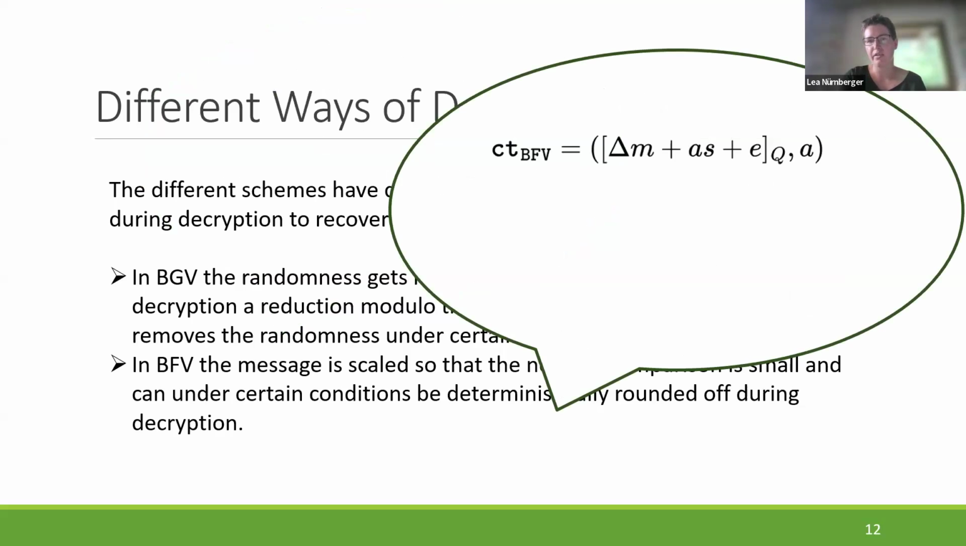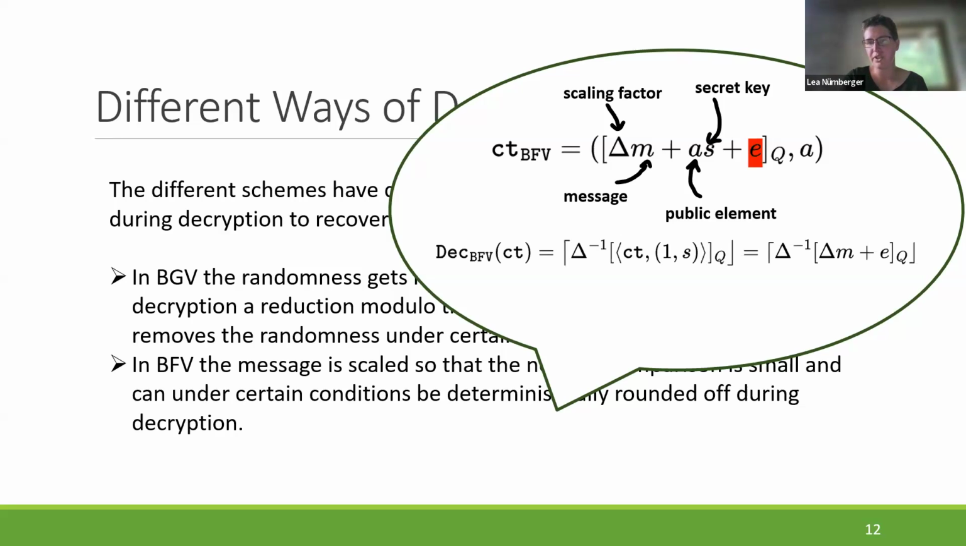In a similar way, in BFV, the noise removal works in a different way. So here we see we've got a scaling factor in front of our message, but otherwise the structure is the same. And we don't have that the noise is multiplied by the plaintext modulus. So we just have the noise here. And then if we decrypt, we multiply again by the scaling factor, and then we can easily see that if the inverse of the scaling factor times the noise is smaller than 1/2, then this will round off and we again recover the correct message.